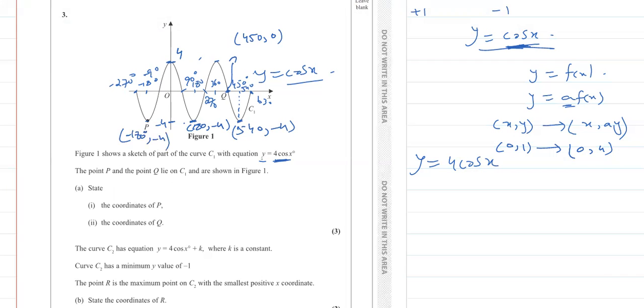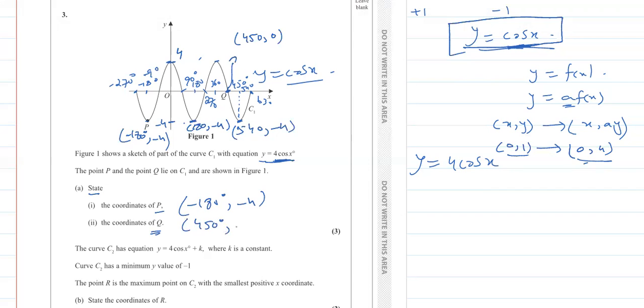The question is saying, because I explained completely how 0, 1 is changing to 0, 4, originally you should know the coordinates of this one and the values for y is equal to cos of x. So the question is saying state the coordinate of the point P. For point P, obviously we write here minus 180, minus 4. And the coordinates of Q we also wrote here: 450, 0. These are the coordinates of P and Q.